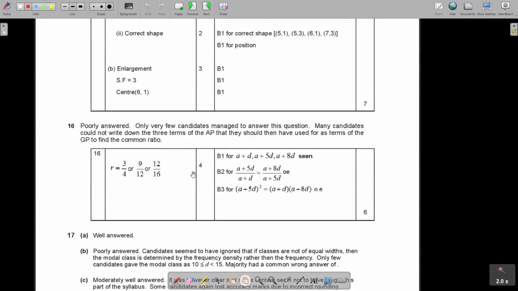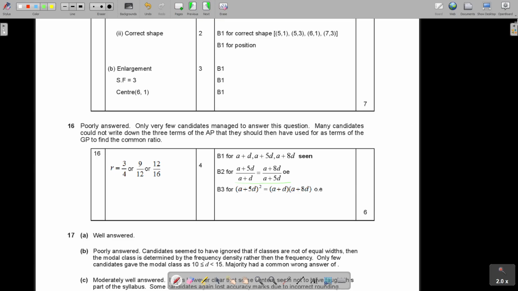Okay, so let's just look at the exam report. Poorly answered. Only very few candidates managed to answer this question. Some people did get it correct. Many candidates could not write down the three terms of the AP that should then have been used as terms of the GP to find the common ratio. I don't think there's another method. That's also the method that we used.